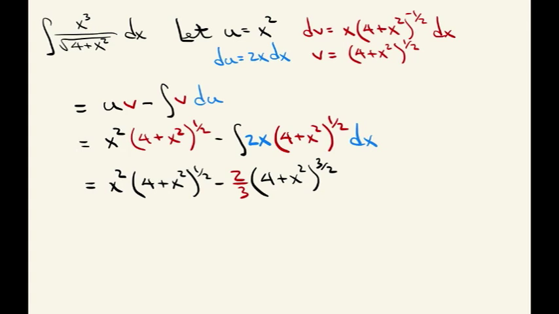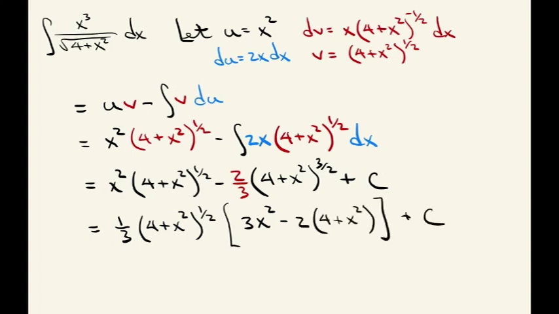An antiderivative of x cubed over the square root of 4 plus x squared is, in fact, the expression that we're looking at right now. We can leave it like that, or we can recognize that both of the terms in our expression involve a 4 plus x squared to the 1/2 power, and so I'm going to factor that out, and for personal preference, I'm also going to factor out a 1/3, and that's going to leave us with, well, let's see, 3x squared from the first term, and then from the second term, we're going to have 2 times the quantity 4 plus x squared.